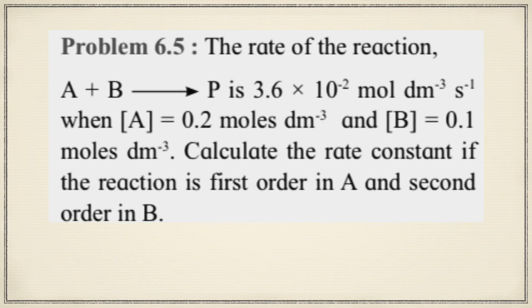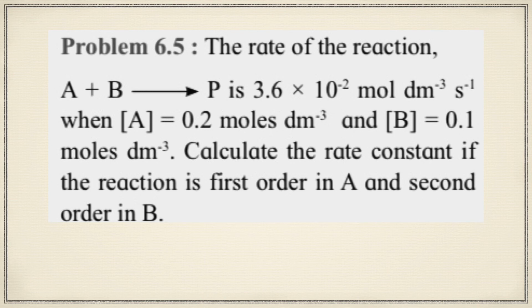Okay. Next problem. The rate of the reaction A plus B going to P is 3.6 into 10 raised to minus 2 mole dm raised to minus 3 second inverse when concentration of A is equal to 0.2 moles per dm cube and concentration of B is equal to 0.1 mole per dm cube. Calculate the rate constant if the reaction is first order in A and second order in B.